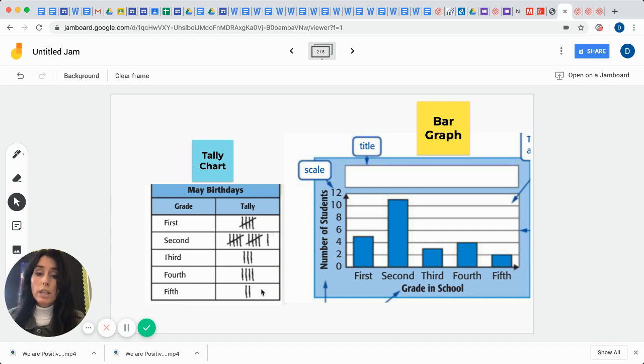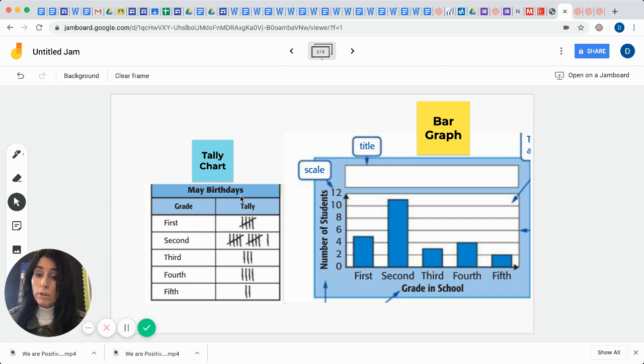As we're looking at this information, we look at the title. I see May birthdays. And you can also see that they have a heading for whose data this is. Who does this represent? It's different grades. We could say Forbes Elementary, or we could say any school we want, Legacy Elementary, but it's some recorded data from some school somewhere.